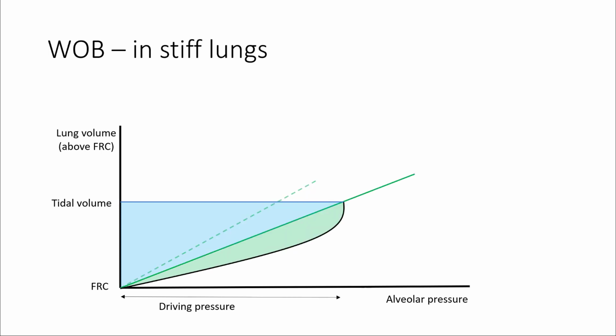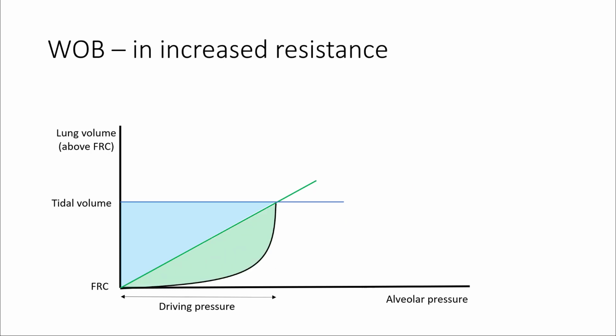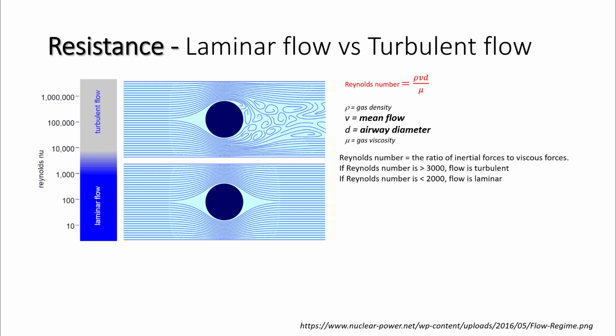As your lungs become stiffer, the curve shifts towards the right and you require more driving pressure to generate the same tidal volume. Similarly, as your resistance increases, work of breathing increases as well.